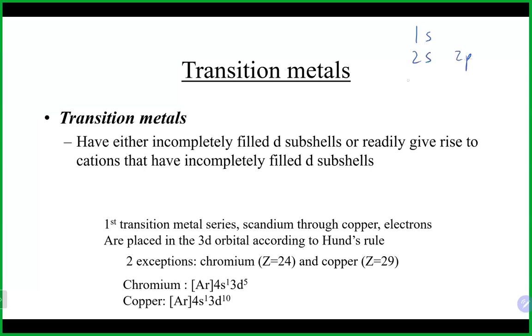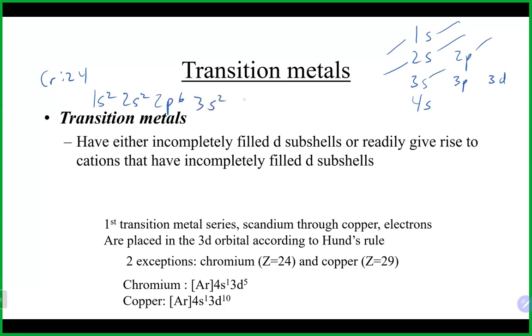If you follow our chart and do our little movement here, 4s should do it. If we did chromium, which is 24, you would come this way, and we would have 1s2. You would come this way, 2s2. You would come that way, 2p6, 3s2, 3p6, again to our 4s2, and then to our 3d4, and that would be 24.